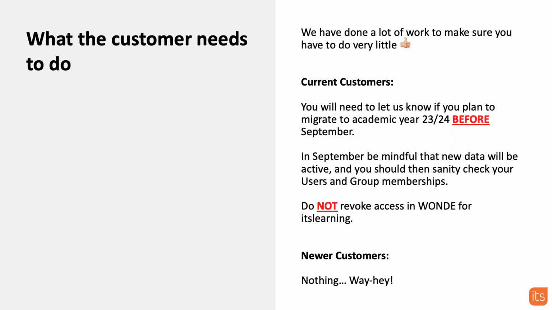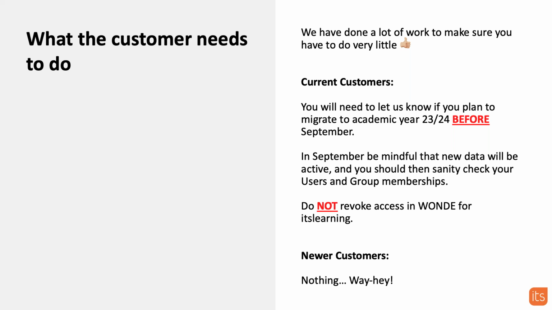In September, be mindful that the new data will be active, and you should then sanity check your users and group memberships. When you come back in September, get online, check that your users are there and they're as expected and in the correct groups that they should be in. Basically, do a quick quality check yourself that data has come over well. If not, give your key account manager a call and they'll look into it from there, and we can get it sorted out pretty sharpish.